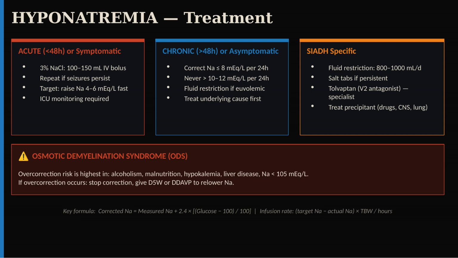The other world is chronic, over 48 hours, or asymptomatic. And here, speed is the enemy. Correct by no more than 8 points in 24 hours, and never cross 10 to 12.